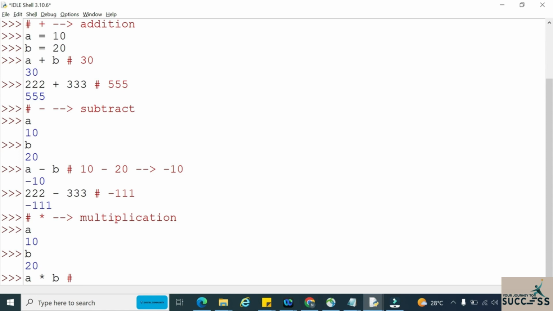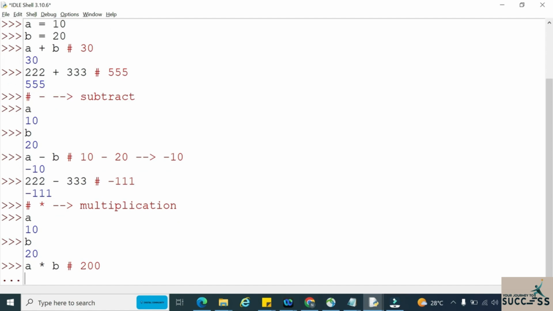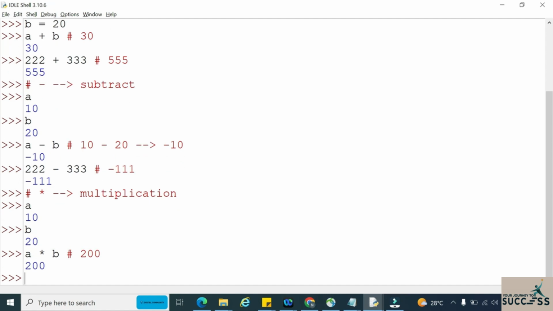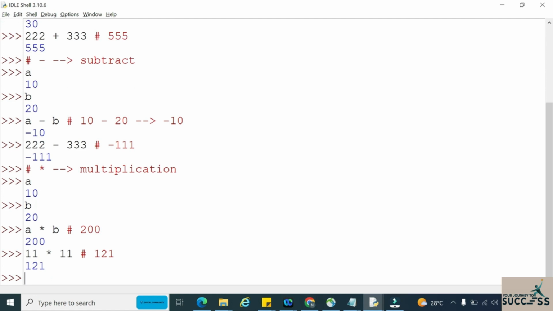So what is the product of a and b? Obviously 10 into 20 is 200. So in this way we can find the product of two numbers. Let me explain with one more example. Suppose my left operand is 11 and right operand is also 11. So 11 into 11 is what? Obviously it is nothing but 121. So in this way we can calculate the multiplication by using this operator in Python.